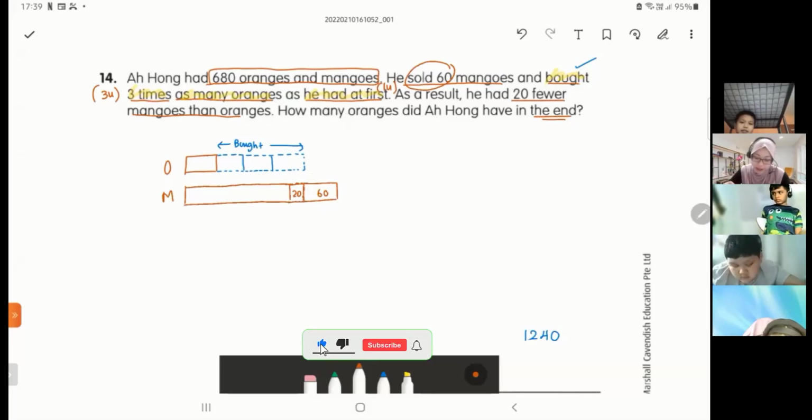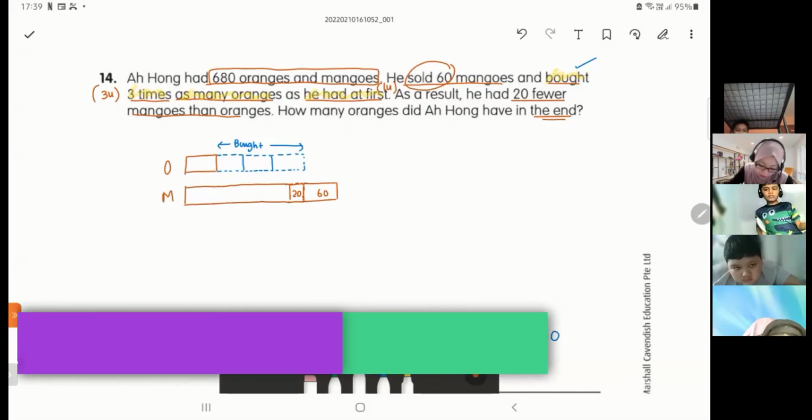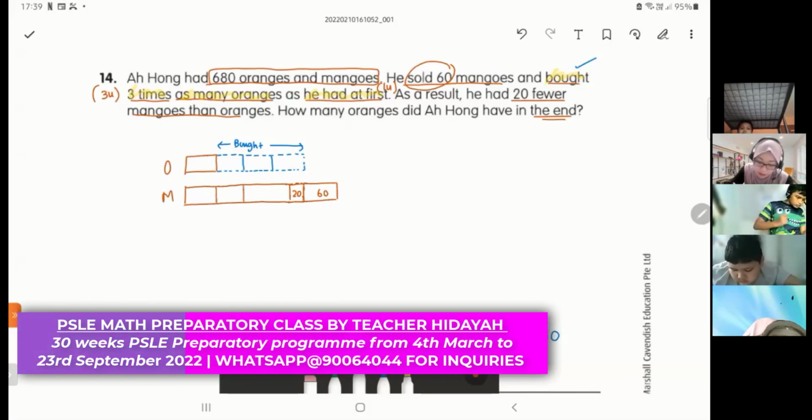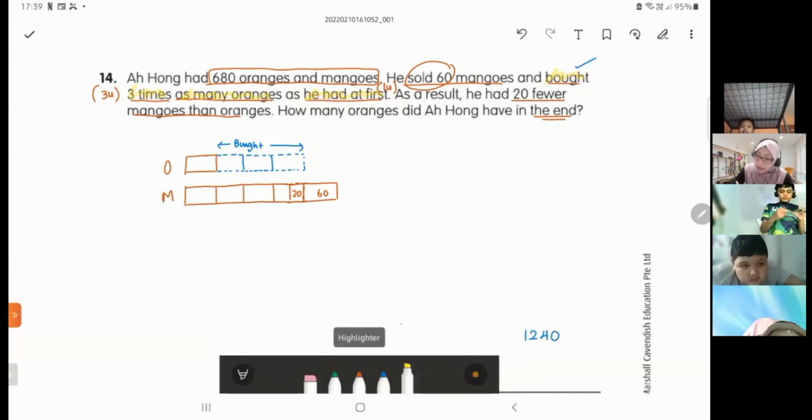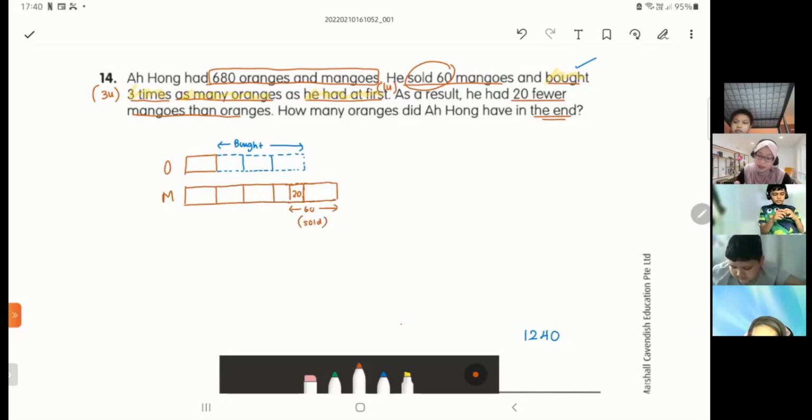All right, before that, let's cut the models. Let's cut the mango model. This one, this one, this one. Okay, now the mango model is like that. This whole portion here, if you notice, it's not 60, sorry. The whole thing is 60. He sold 60. This whole part here is 60. This is the one that he sold. All right. Okay, so which means this part here is 40.